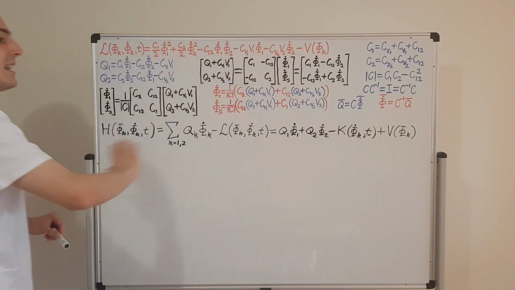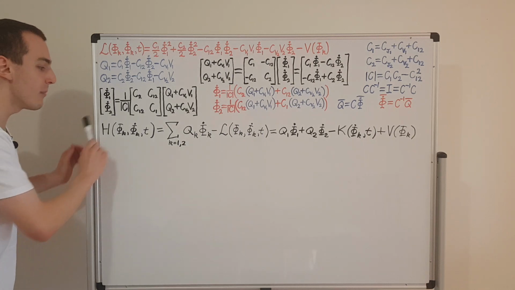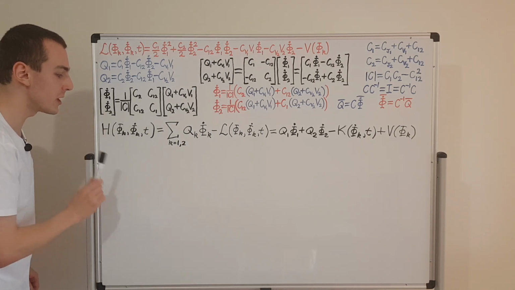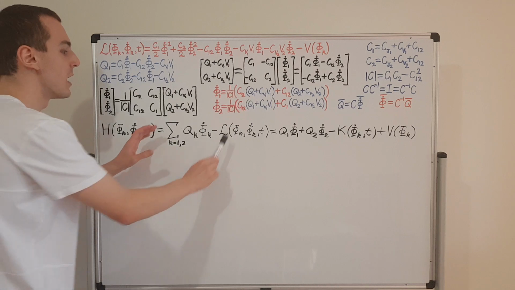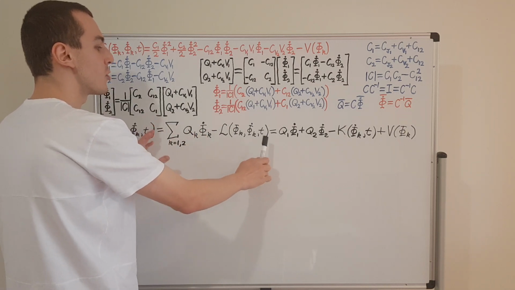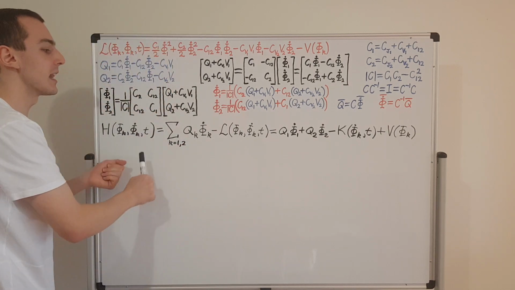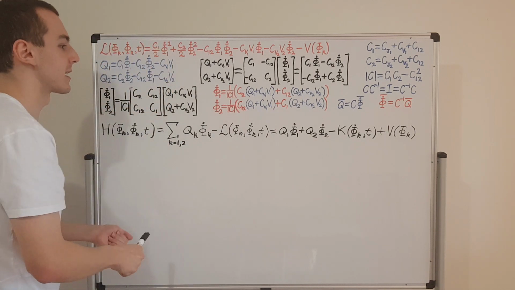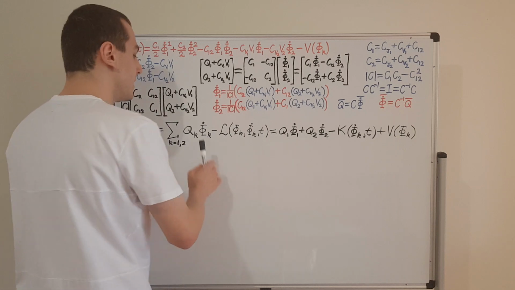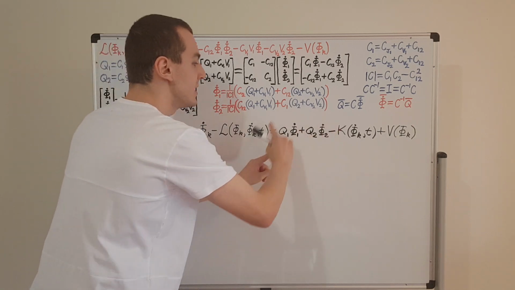So this is the Legendre transform. We have the Hamiltonian expressed in terms of the coordinates and the velocities, and that is equal to this combination. So this is the Legendre transform, which takes the Lagrangian and transforms it into the language of Hamiltonian mechanics. So let's find this sum over here. And this sum is equivalent to this.